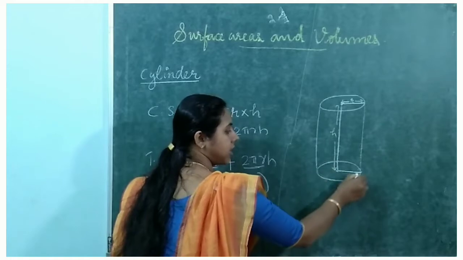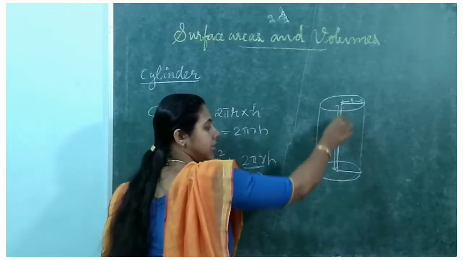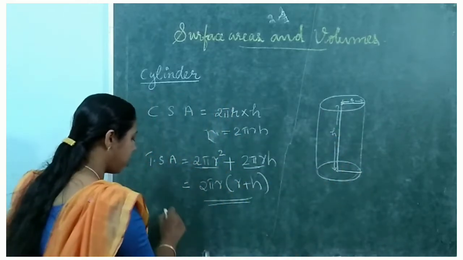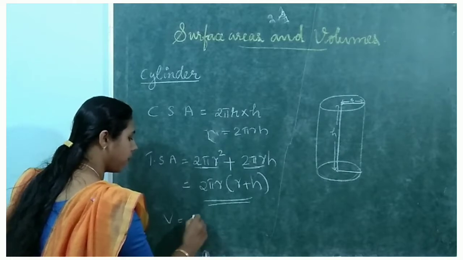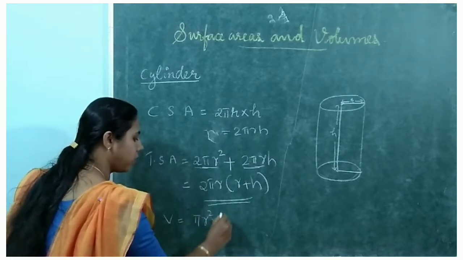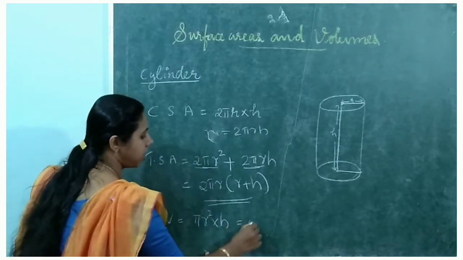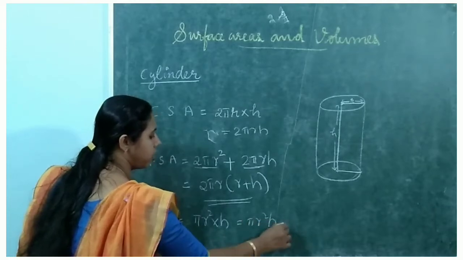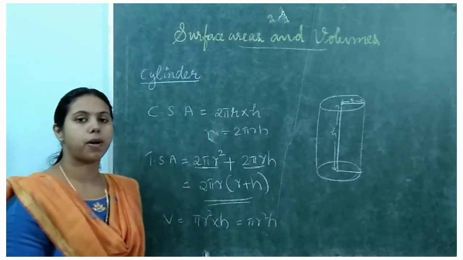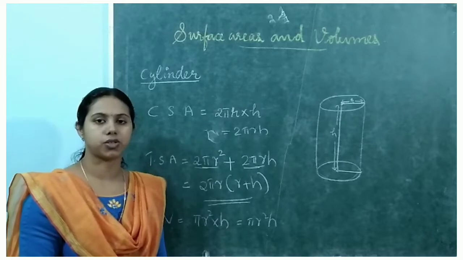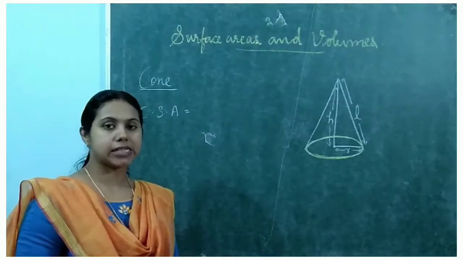The area of the circle is pi r square and the height is h. So volume of a cylinder is equal to base area into height. So pi r square h. Volume of cylinder is equal to pi r square h. Next solid figure is cone.